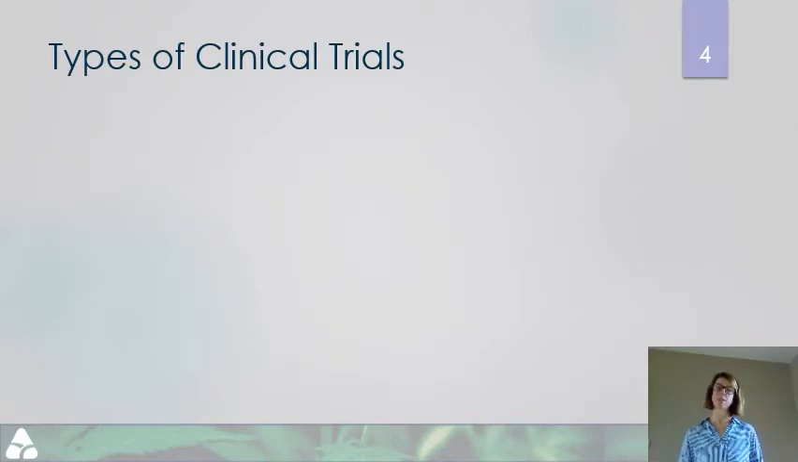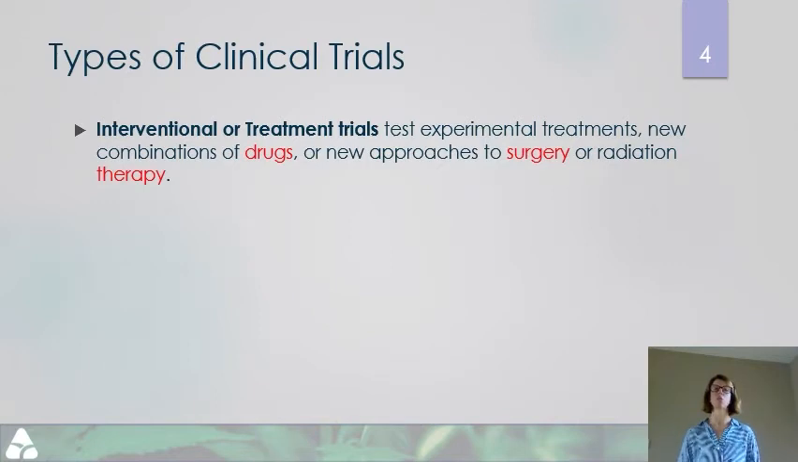There are several phases of clinical trials. Well, first of all, let's cover the types of clinical trials. So the most common that we're going to come across is called an interventional or treatment trial. And this is where a new experimental treatment, such as a cannabis-based medicine, or it could be a new combination of drugs, it could be adding in a medicine on top of standard care, or it could be new approaches to surgery or radiation therapy. Anything like that, which is where you are intervening with a new treatment, is called an interventional trial.